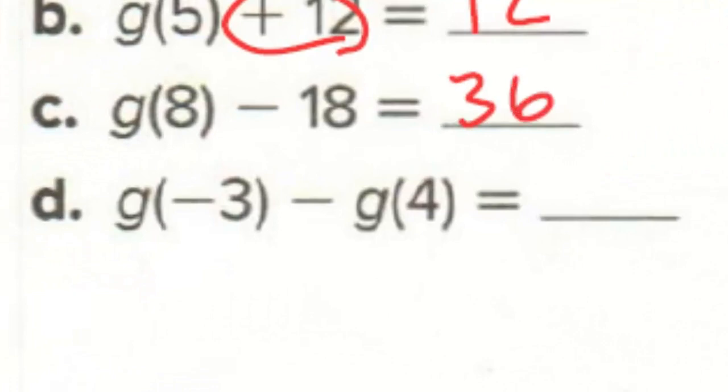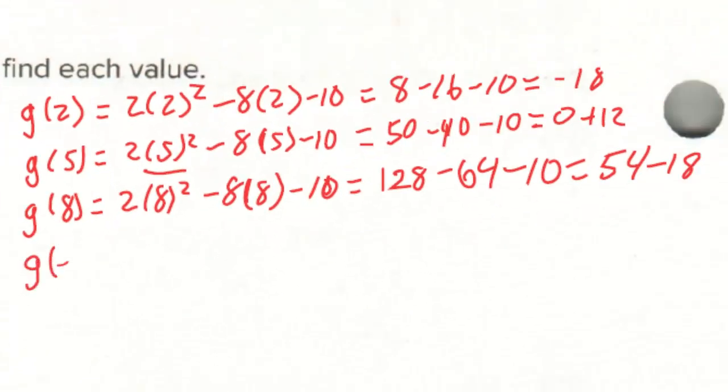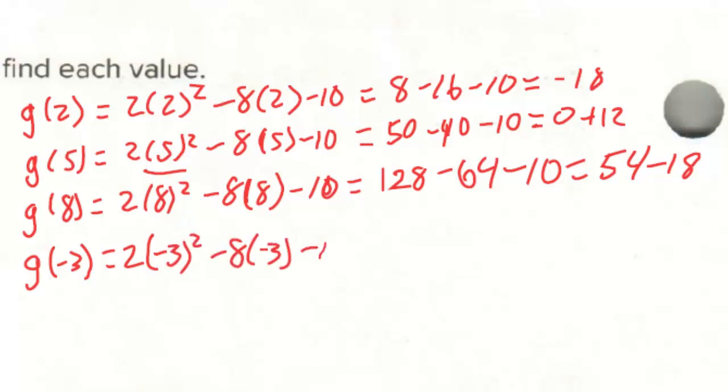Okay, this last one is g of negative 3 minus g of 4. So I'm going to do them both one right after the other, then come back and subtract them. So g of negative 3 is equal to 2 times negative 3 squared minus 8 times negative 3 minus 10. And don't forget to do the square first. So negative 3 squared is 9. 9 times 2 is 18. And negative 8 times negative 3 is positive 24 minus 10. Add and subtract those and you get, looks like 32.